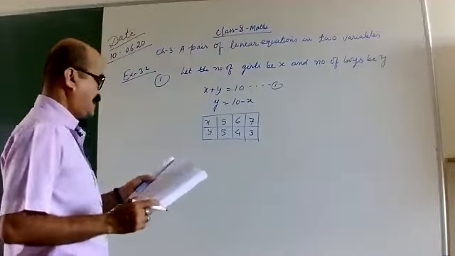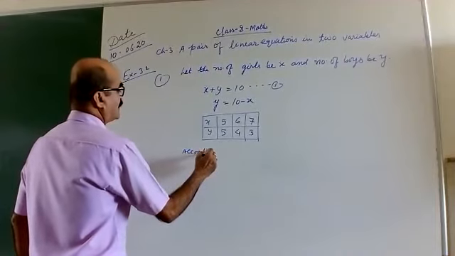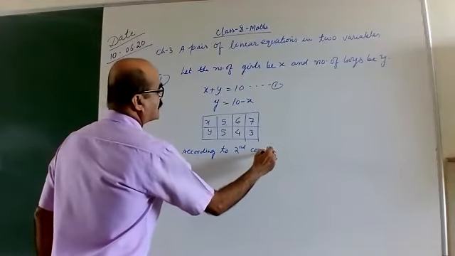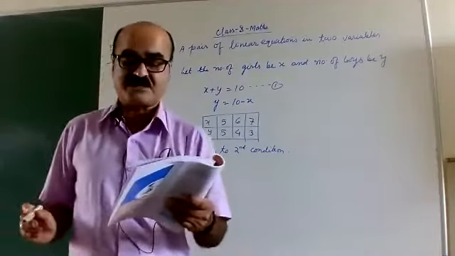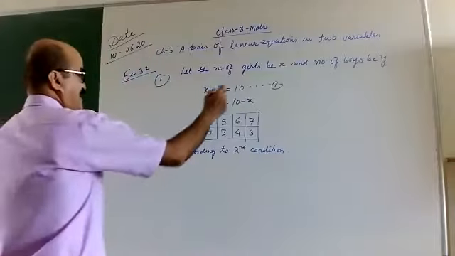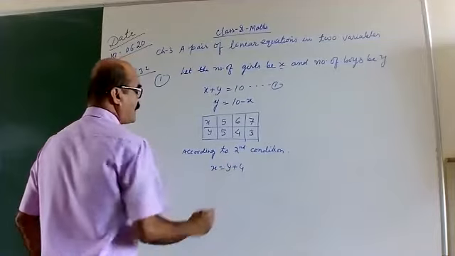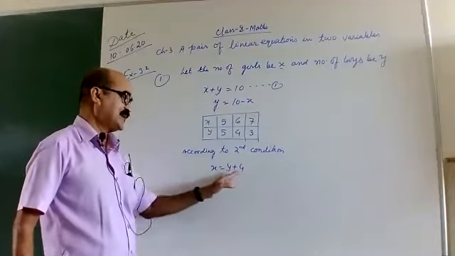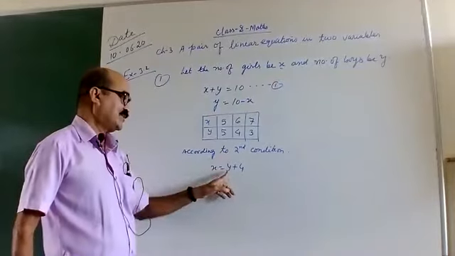Now, second equation, according to the second condition. What is given? If the number of girls is 4 more than the number of boys. The number of girls is x and the number of boys is y. So x is equal to y plus 4. Why? Because the number of girls is 4 more than the number of boys.